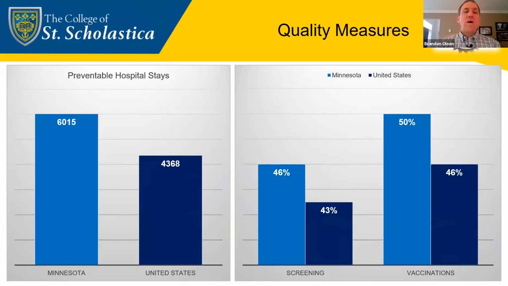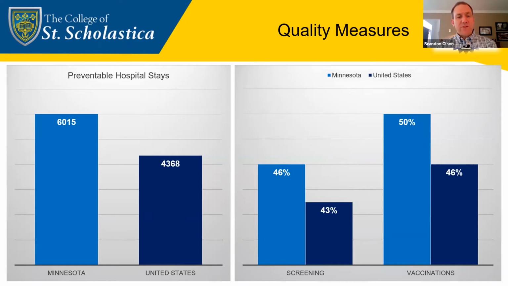Now, taking a look at quality measures, there are different types of quality measures that we're going to be looking at. These are going to be based on data, and then the other sets are going to be based on patient surveys. So the first here is preventable hospital stays.